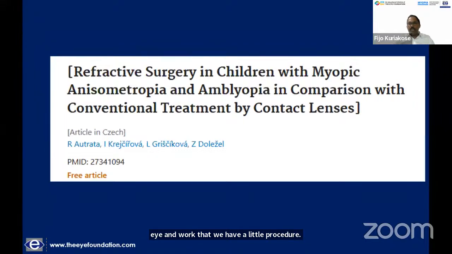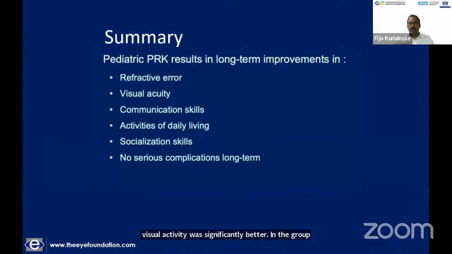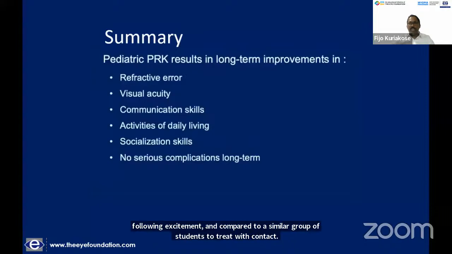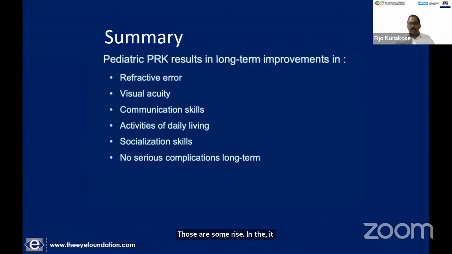So I found this exciting study in which they found that the visual acuity was significantly better in a group of children with severe myopic anisometropia and amblyopia following excimer when compared to a similar group of children treated with contact lenses. So to summarize, refractive surgery in children helps in their refractive error, visual acuity, communication skills, daily living activities, socialization skills, and there have been no serious complications long term.